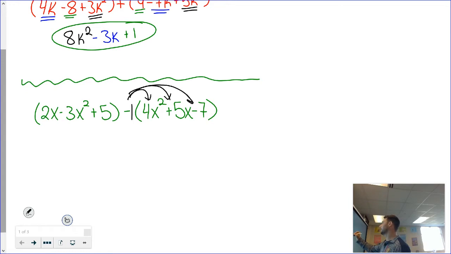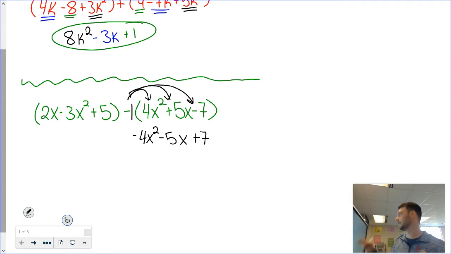I like to rewrite mine out. Negative 1 times 4x squared is just negative 4x squared. All we're really doing is changing signs. Negative 1 times 5x is negative 5x. And negative 1 times negative 7 is a positive 7. So we're changing the sign. 4x squared was positive, now it's negative. 5x was positive, now it's negative. Negative 7 was negative, now it's positive. We're just switching those signs.